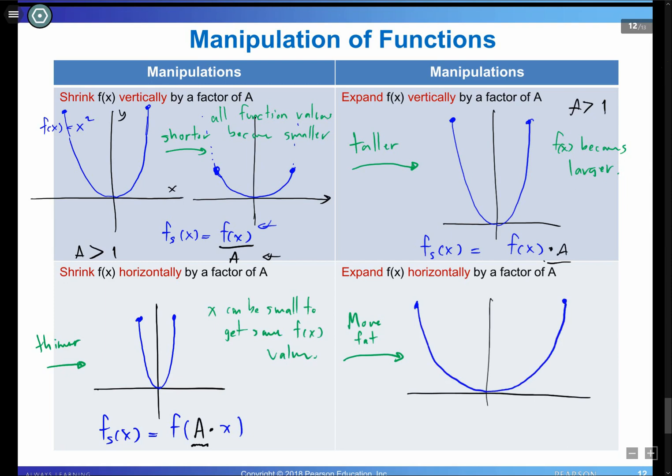Alright, I tried my best to make a fat parabola. So this is the y-axis and this is the x-axis. And in order to get this kind of curve, you have to do this. The shifted function is going to be equal to the same f as we had before, but now we are going to perform the factor here. It's going to be x divided by a.